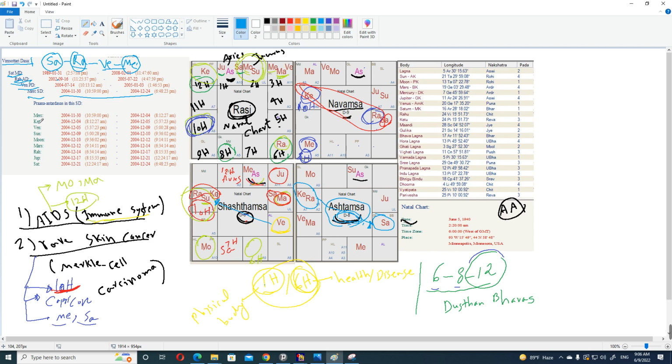And in the main chart, they are placed in the 6th and 12th houses of disease. And no wonder that death and disease simultaneously happen in this sub-period.